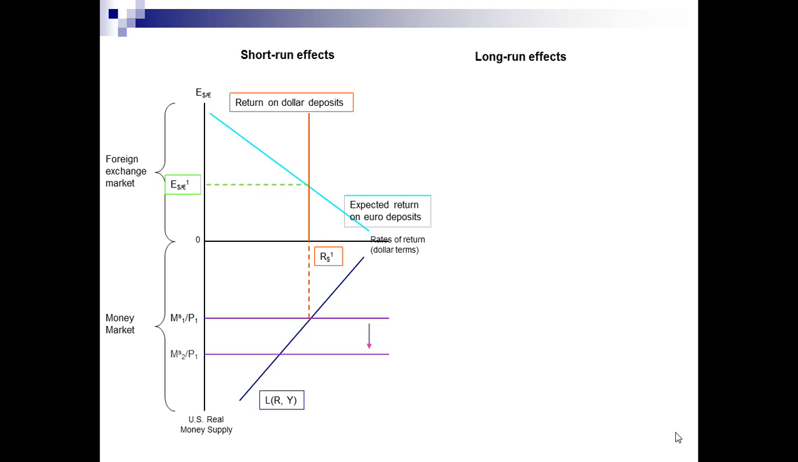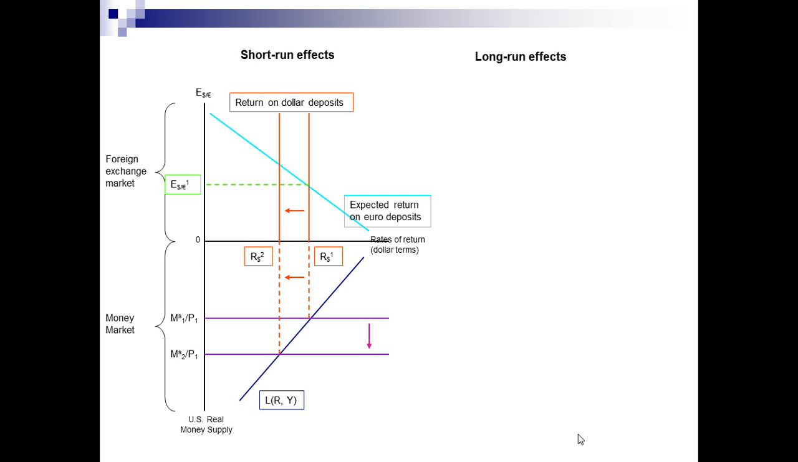Now, what happens if there's an increase in the money supply? Remember, in the short run, prices are sticky, so the price level is not going to change immediately. So the money supply changes, but the price level does not. That's why we have M2 over price level 1. This is going to cause, in the short term, a decrease in the interest rate to R2.